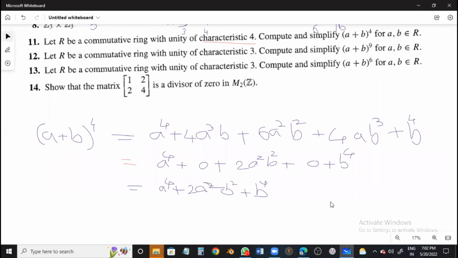Characteristic was 4, which means if I multiply any entry by 4, the answer will be certainly 0. So we have just to see which are the multiples of 4, and that many we have to write as zeros.